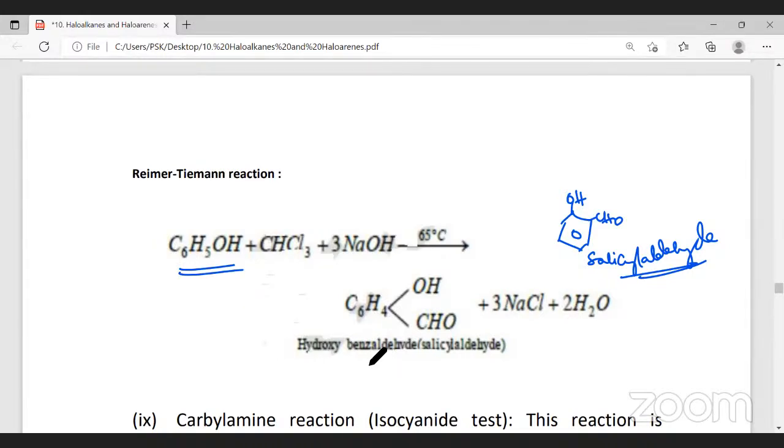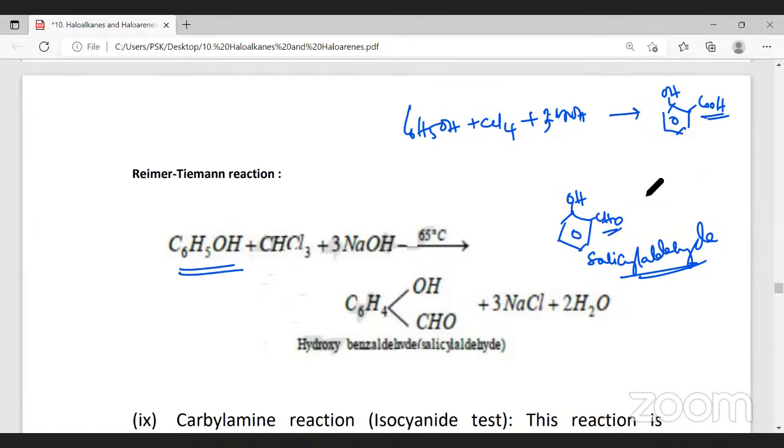So Reimer-Tiemann reaction is of two sets. One is phenol, chloroform, sodium hydroxide. The other one you should also remember is phenol, carbon tetrachloride and sodium hydroxide. So you will get a product called salicylic acid. Here it's an aldehyde group. Here it will be an acid group, salicylic acid. So phenol with carbon tetrachloride and alkali, you will get salicylic acid. Phenol with chloroform and sodium hydroxide, you will get salicylaldehyde.